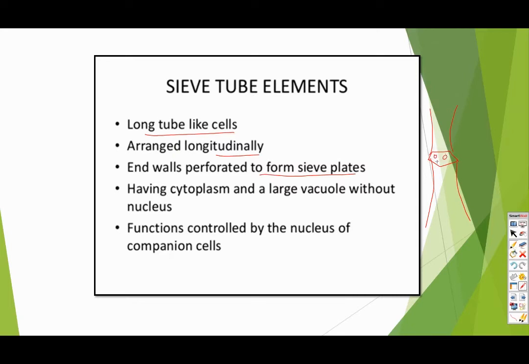I will tell you about that later. Okay, because the nucleus is absent in sieve tubes, there is another cell which is controlling it. Okay, I'm sure you will be knowing about this now. What is it? It's nothing but your companion cells. Okay, so the companion cell nucleus will control the activity of the sieve tube.